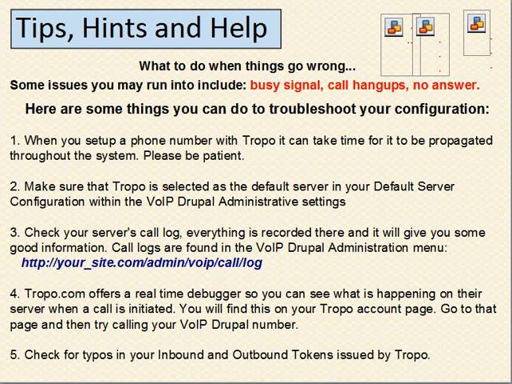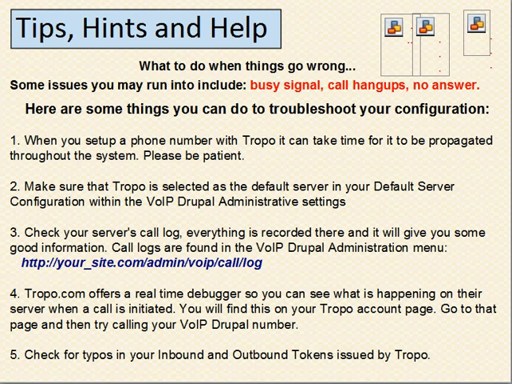When you set up a phone number with Tropo, it can take time for it to be propagated, so you have to be patient. It could take up to a few hours. Make sure that Tropo is selected as the default server in your default server configurations.